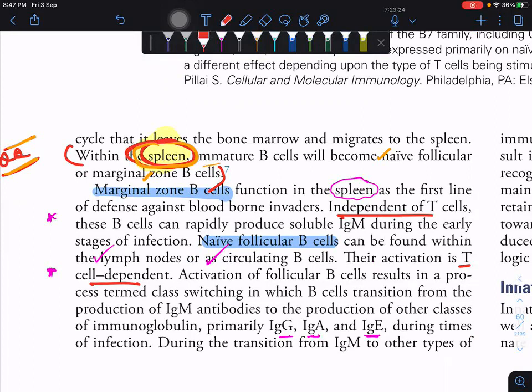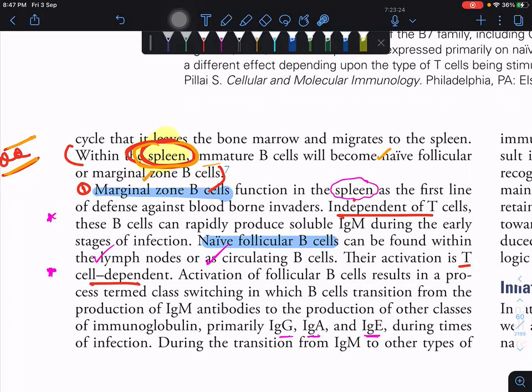The marginal zone B cell functions in the spleen as the first line of defense against blood-borne invaders, and it is independent of T cells. There is no help of T cells needed for this marginal zone B cell, and it produces soluble IgM. We already know immunoglobulins are produced by B cells. It produces soluble IgM during the early stage of infection.